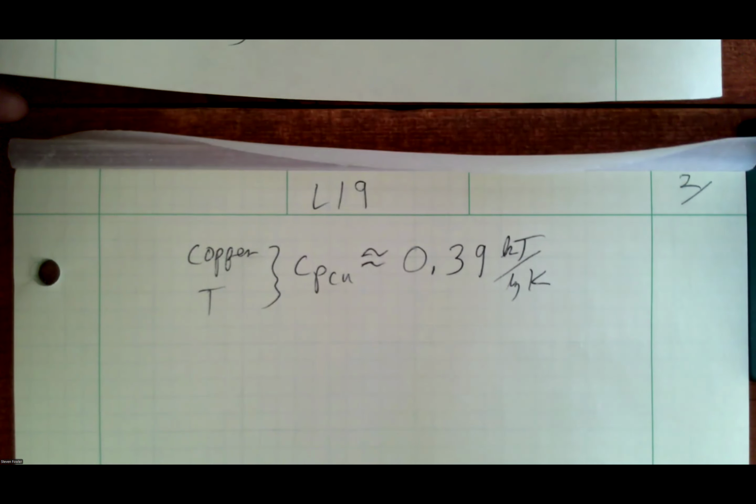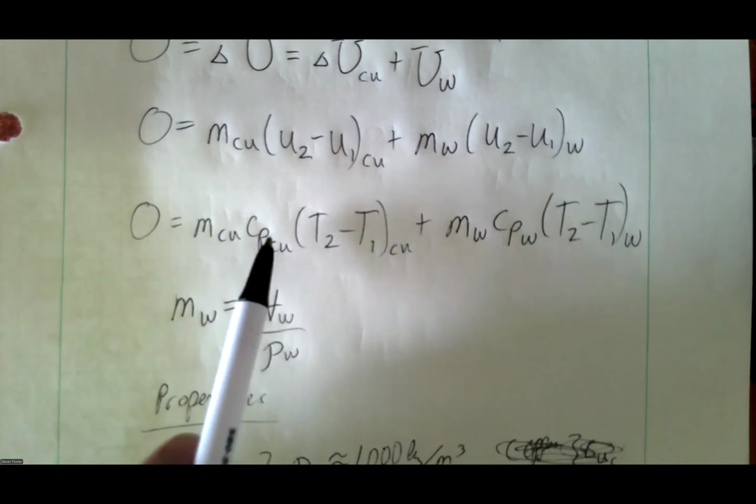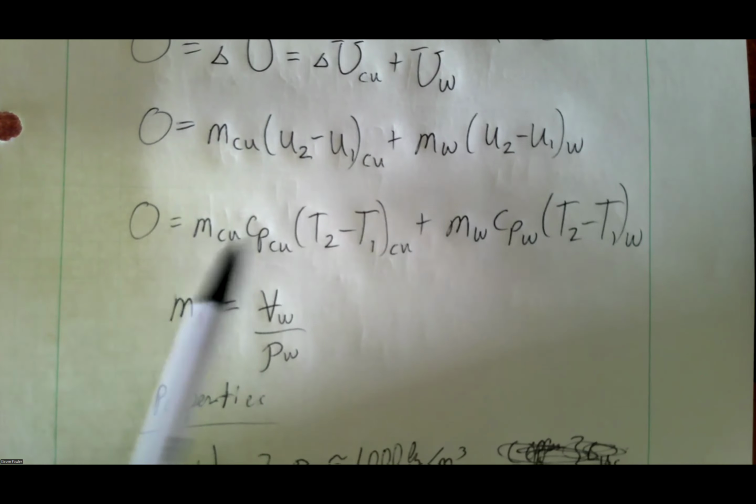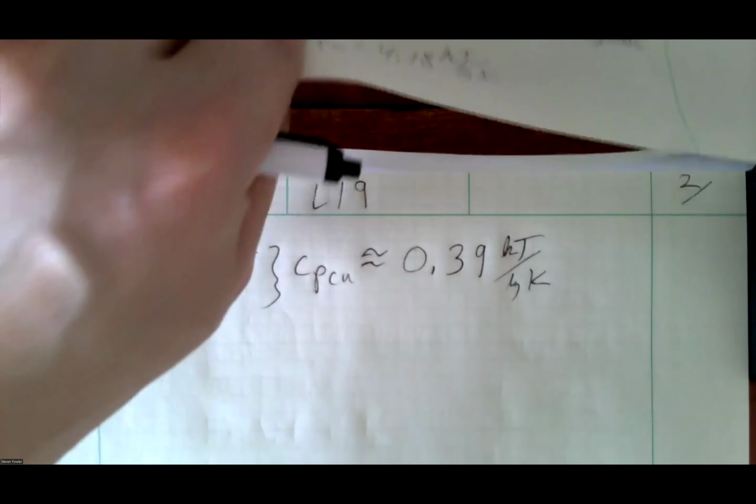Okay, so what do I know? T2 should be my only unknown now. I've got values, reasonable estimates for the specific heats. I've got a path to get this mass. I already know that mass. I know both T1s. Good to go.